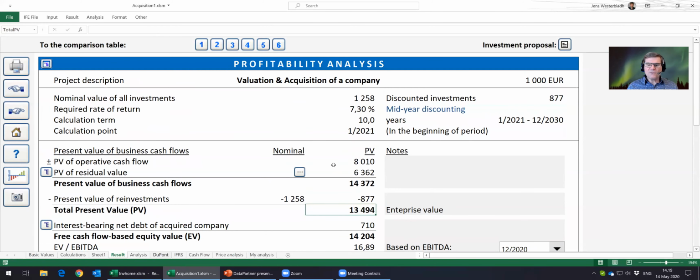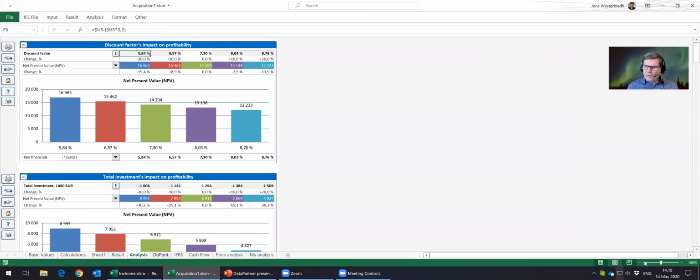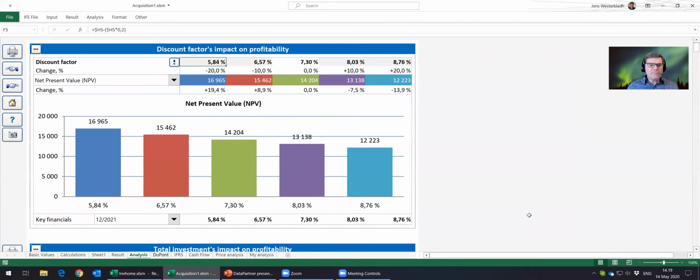Okay, this was stage one valuation. Maybe we can make some sensitivity analysis. Actually, I planned one here. Let's make it bigger. Just as an example. Now this net present value is the enterprise value of the, no, this is the equity value of the company. So we calculate the value 40.2 million using this discount rate 7.3.